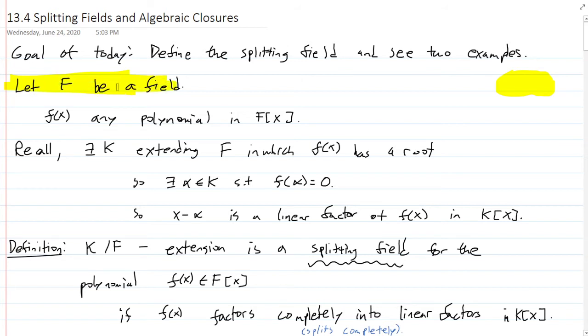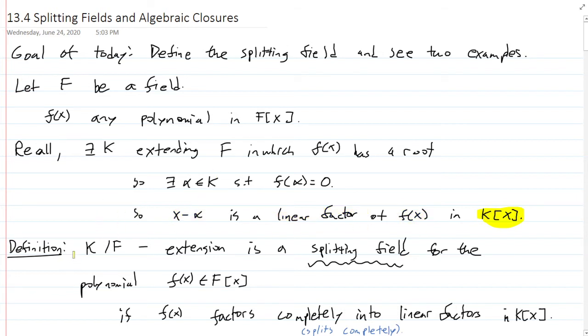So let F be a field and f be a polynomial with coefficients in F. Recall there exists an extension of F in which f(x) has a root. Right? So there exists an extension K of F such that there exists an element alpha of K which is a root of f. f(alpha) is equal to 0. Right? So this means that x minus alpha is a linear factor of f(x) in the polynomial ring with coefficients in K.